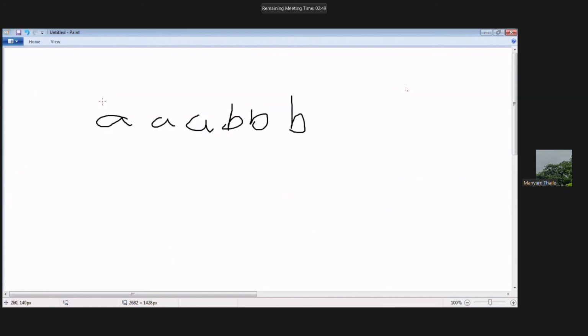So first, on A, you are marking X. Now come to the first B, you mark it Y. Again the second A, mark it. Now come to the second B, mark it. Now the third A, mark it. The third B, mark it. After that, you don't have any B's. So now this string is accepted.